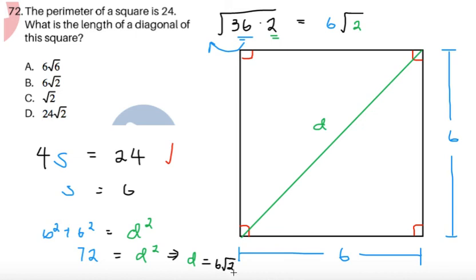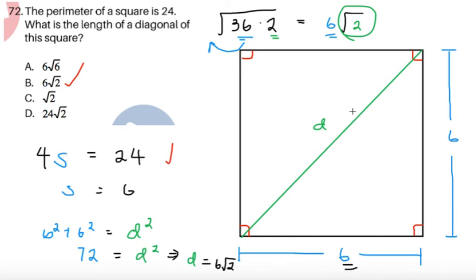Now here's a nice shortcut. If you have the side length of a square and you want to get the diagonal of the square, simply multiply this by square root of 2. So from 6 over here, if you want to get the diagonal, just multiply it by square root of 2. So that's a shortcut. So we have choice B over here.